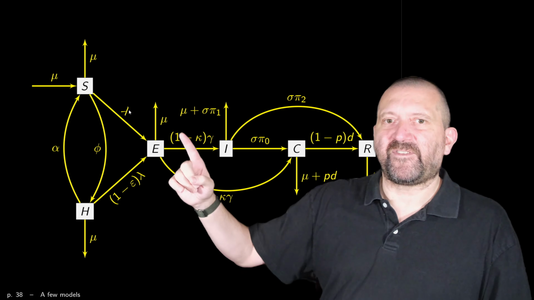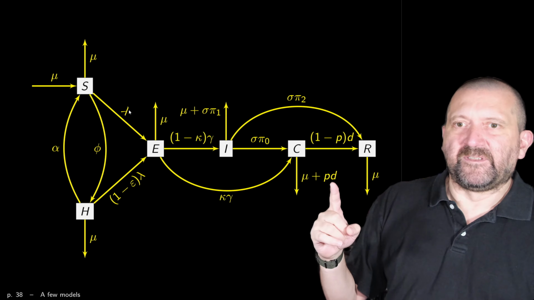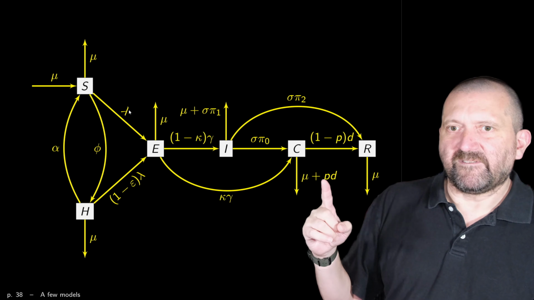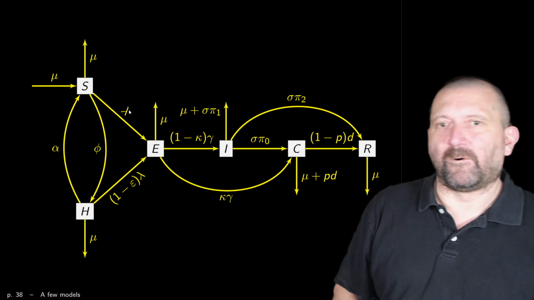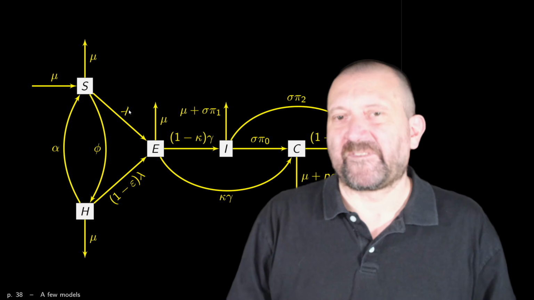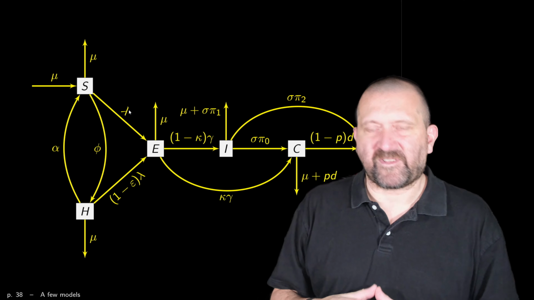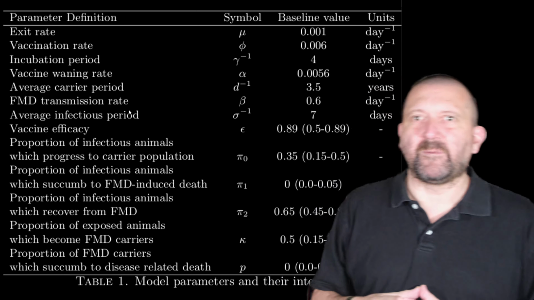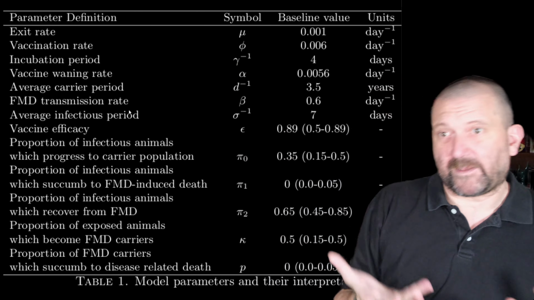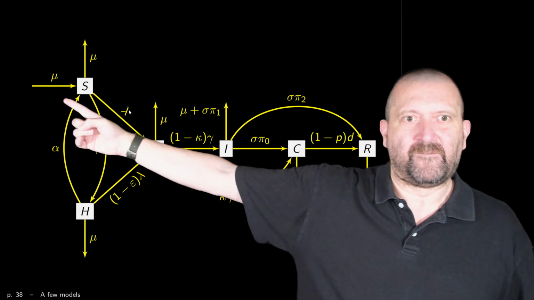And one thing you will see is that there is disease-induced death for both carriers and for symptomatically infectious individuals. Okay, so that's what the model looks like. The parameters that they use are typically like this. So you see the exit rate, what they call the exit rate is the death and entry rate. Note that those are equal.